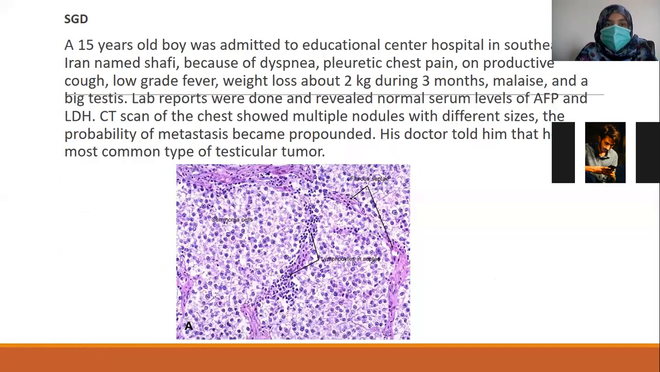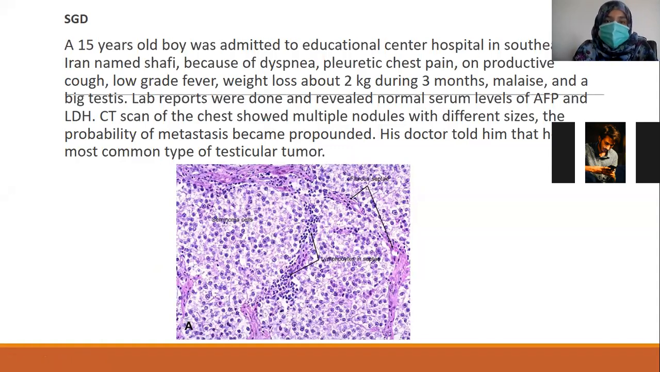So a 15-year-old boy was admitted to Educational Center Hospital in southeast of Iran named Shafi because of dyspnea, pleuritic chest pain, unproductive cough, low-grade fever, weight loss of about 2 kg during 3 months, malaise, and big testes. So what you can predict up till now: low-grade fever for 3 months, weight loss for 3 months, malaise, and a big testes. You can think about metastasis.